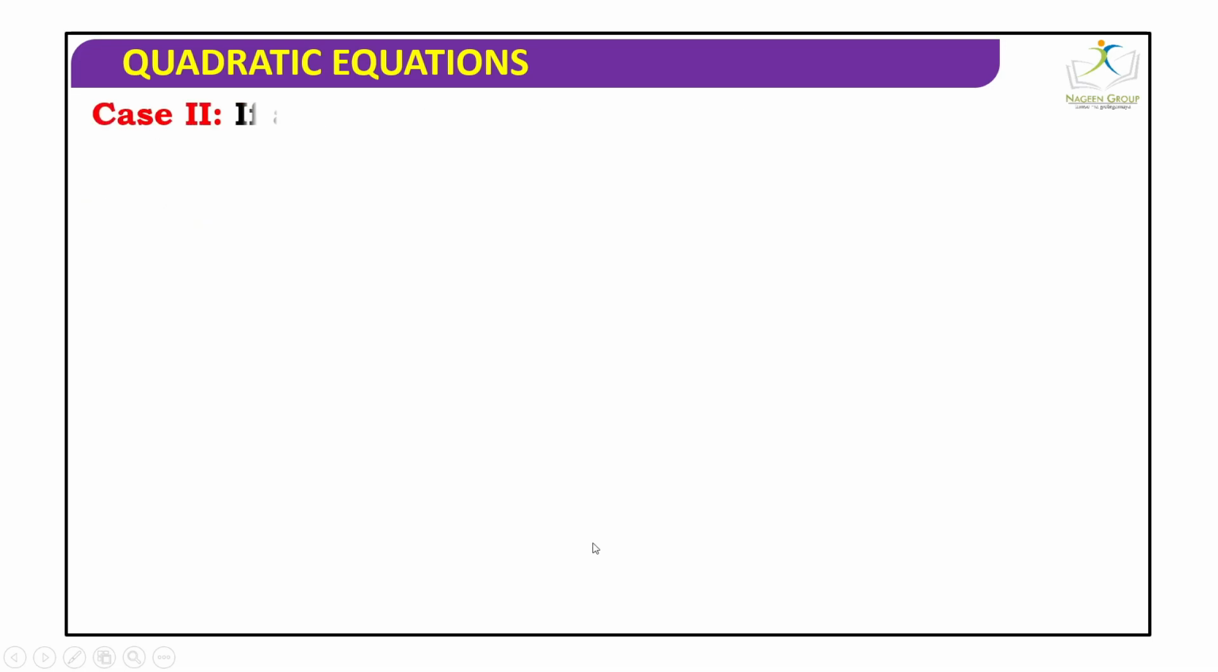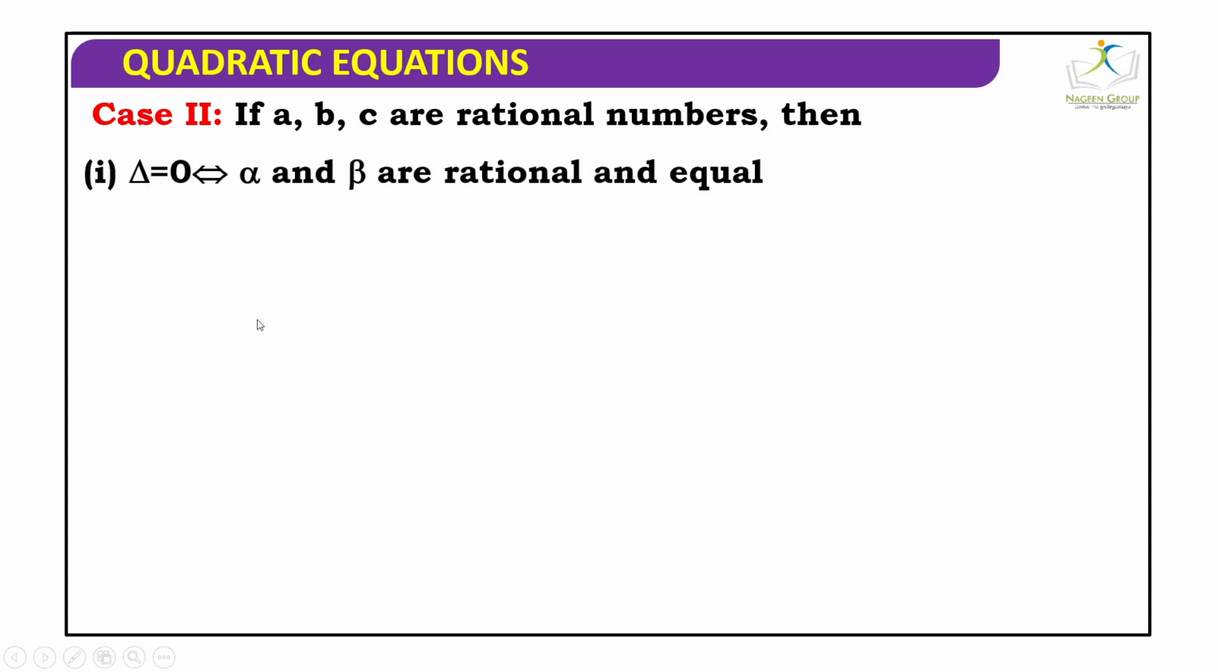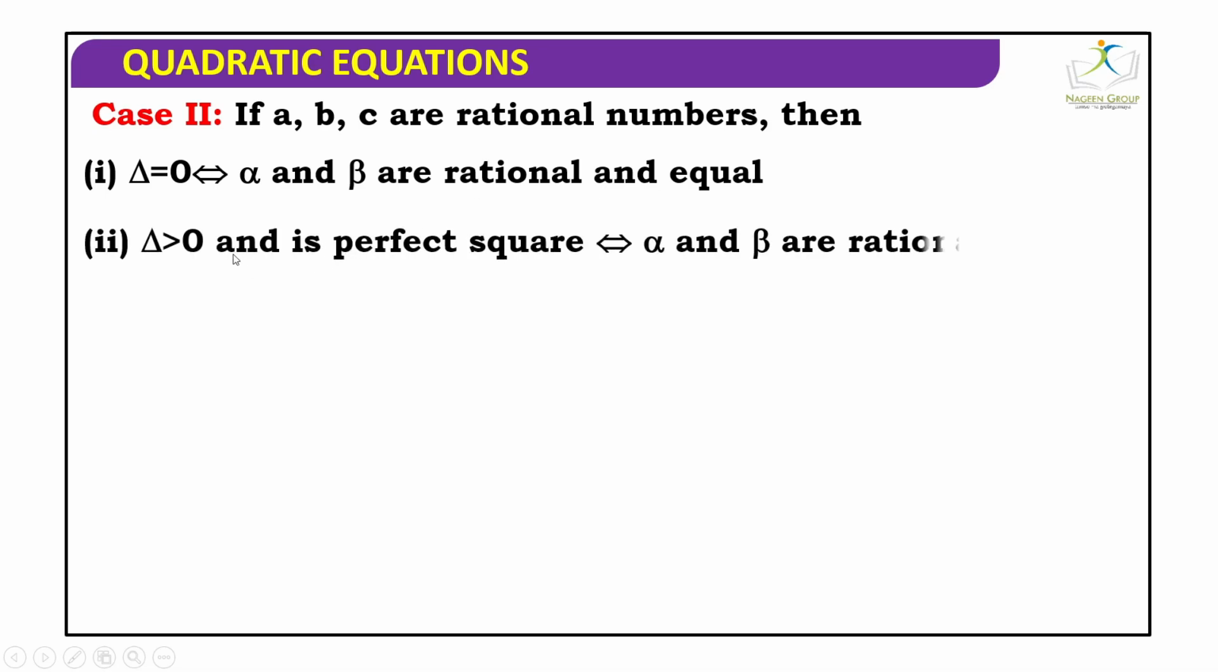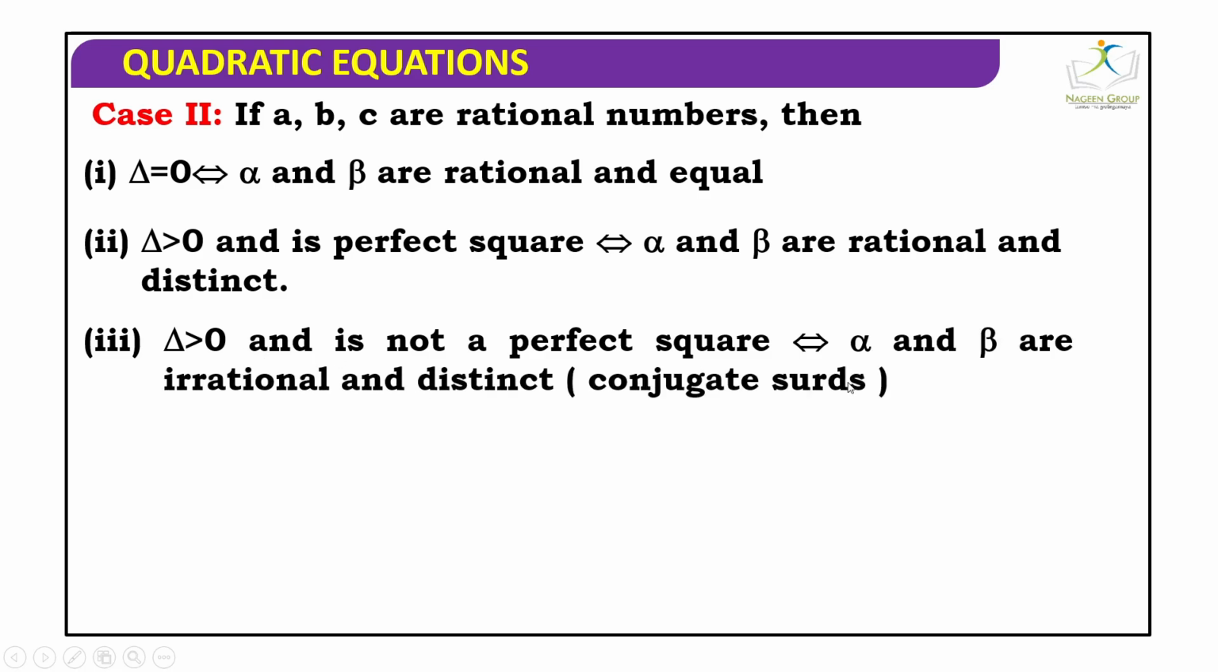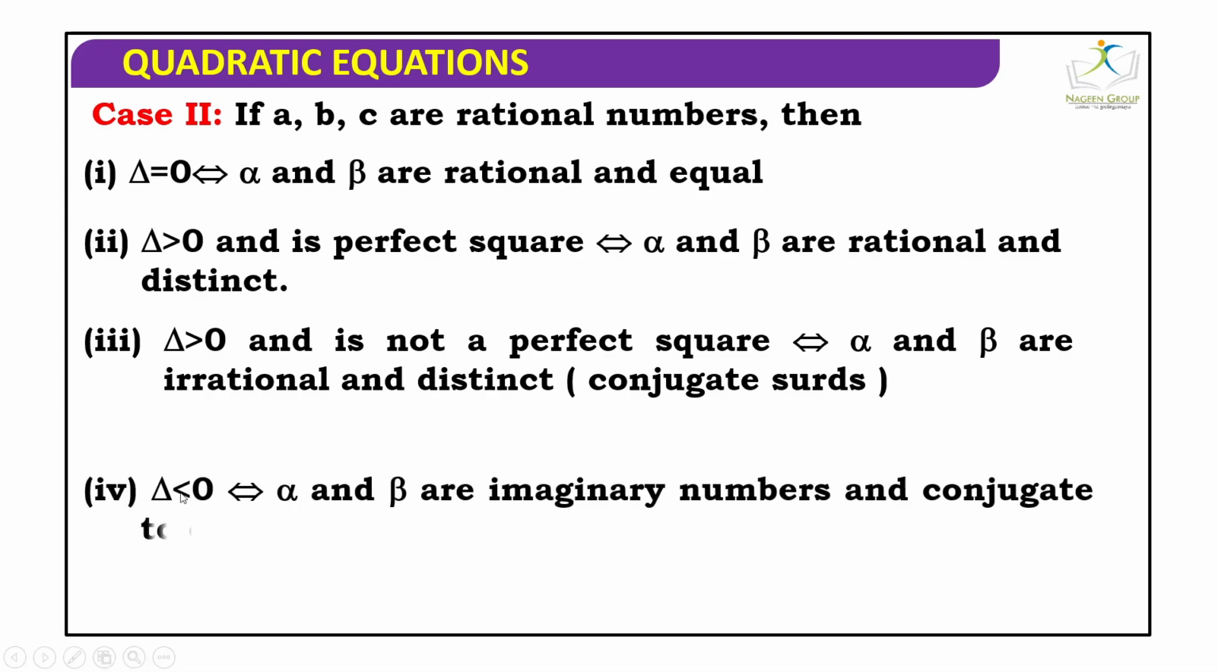Right, now here understand case 2. If a, b, c are rational numbers, then del equal to 0 means they are rational and equal. If del greater than 0 and it is a perfect square, then alpha and beta are rational and distinct. Third, if del is greater than 0 and it is not a perfect square, then alpha and beta are irrational and distinct. If del is less than 0, then alpha and beta are imaginary numbers and conjugate to each other, right?